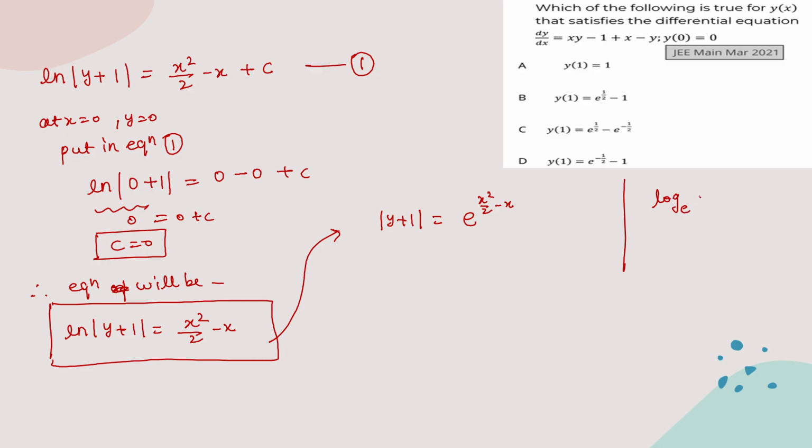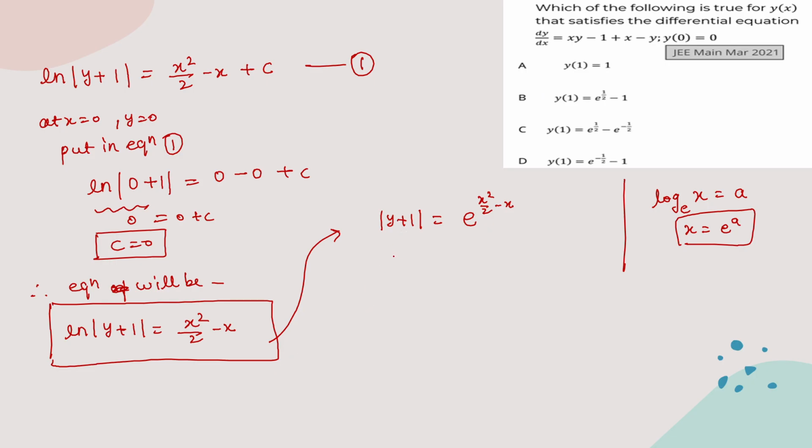if log of x to the base e is equal to a, then the x value will become e to the power a, na? That is coming from the definition of the logarithm. Someone said something. Yeah, D option. Okay, so let's solve this further.